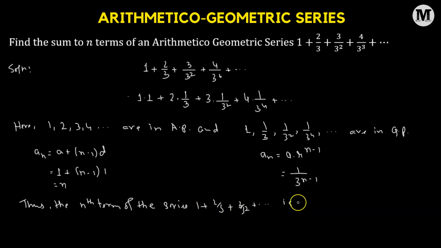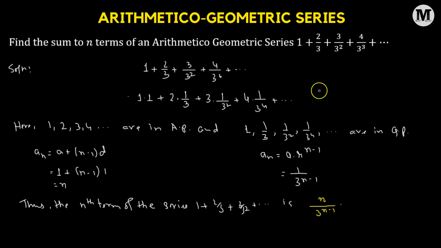is going to be given by, all we have to do is take the nth term of the arithmetic progression, which is n, and then multiply it by the nth term of the geometric progression, or in other words we can divide it by 3 raised to the power of n minus 1. And this is going to be the nth term of the original series, the arithmetico-geometric series.